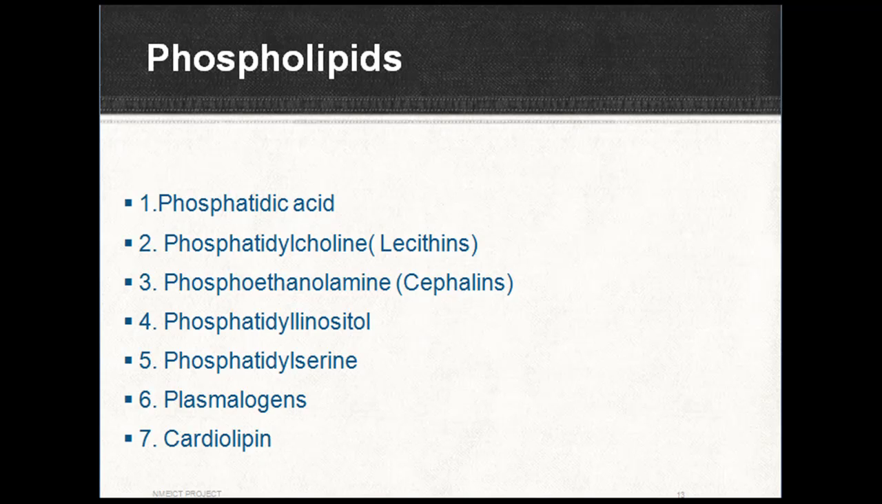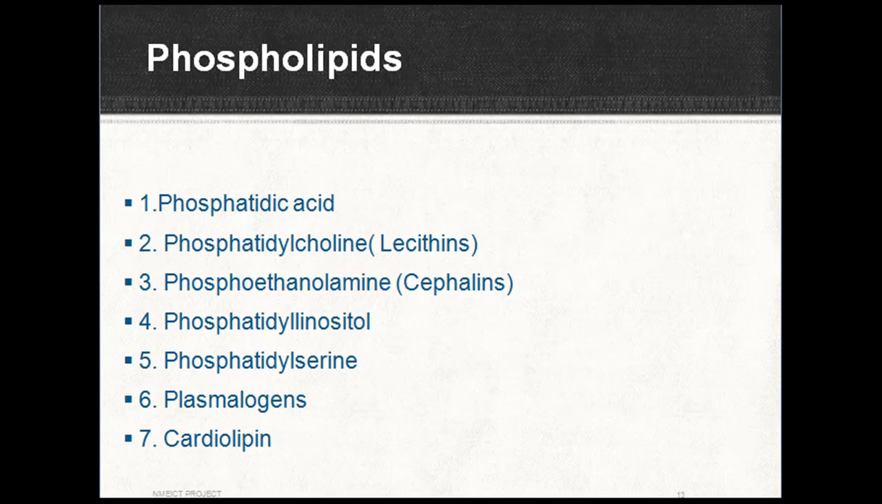Another type is phosphatidylserine, which is named for the amino acid serine present in this group. Another example is plasmalogens, in which a fatty acid is attached by an ether linkage at carbon 1 of glycerol in the glycerophospholipid. The last type is cardiolipin. It is named so as it was first isolated from heart muscles. Chemically, it consists of two molecules of phosphatidic acid held by an additional glycerol through phosphate groups.